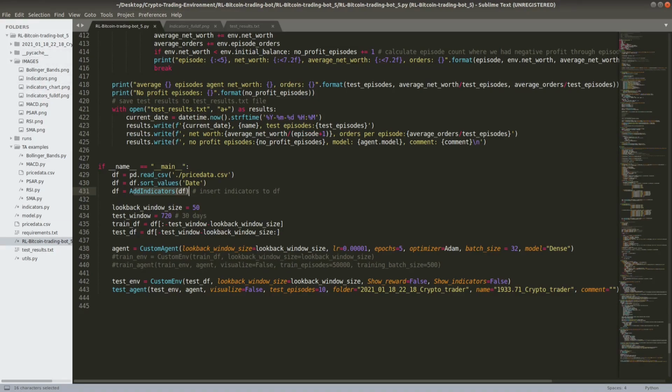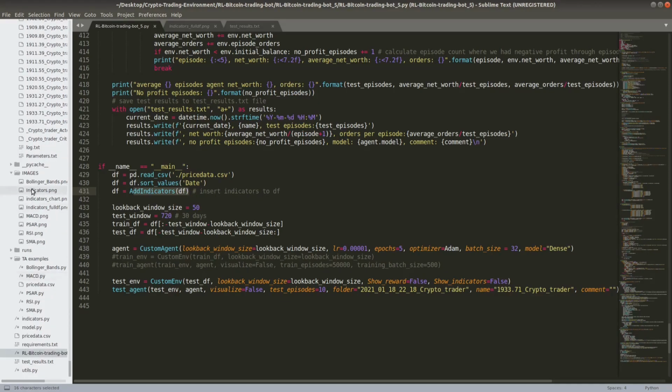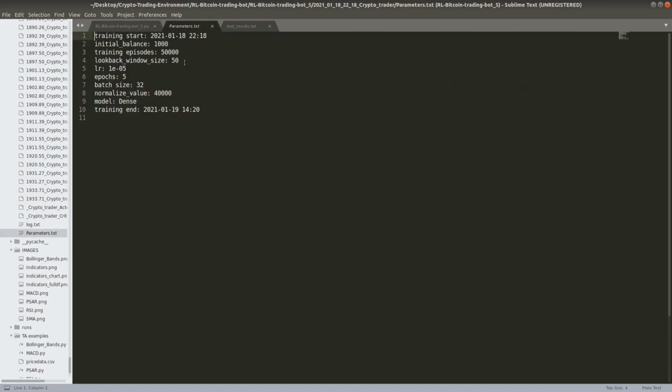I won't show you the training process because it takes some time, but of course I can open my parameters, and these are all the parameters I use for my training. It's all the same, and you can see how long it took to train. It's about 16 hours, but we are here not for the training part but for testing.